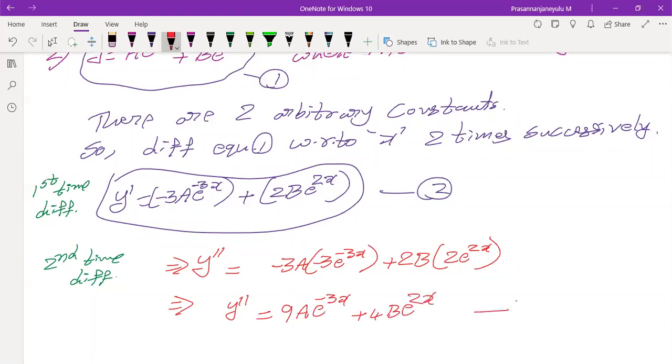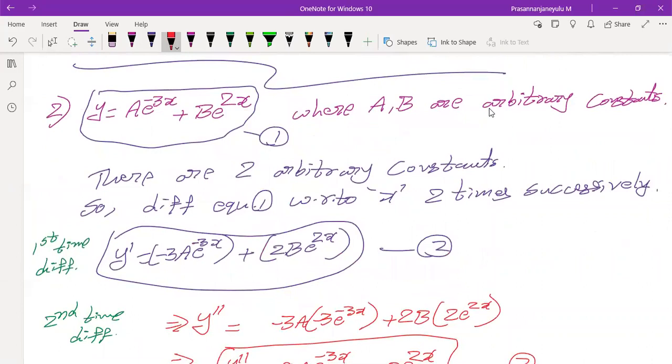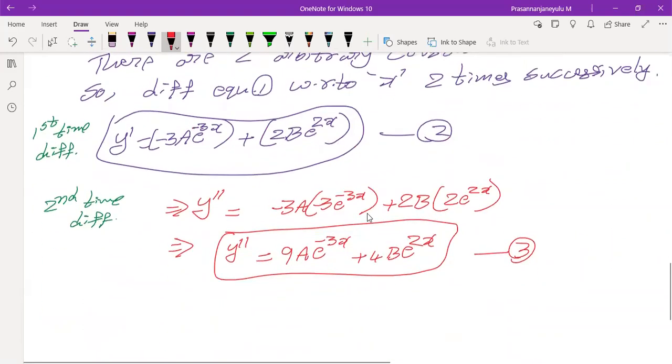I'll give you a simple method to do this problem. Here, are we able to eliminate one arbitrary constant, either a or b, when we made one-time differentiation? Yes or no? No, we are unable to eliminate it. When we do the second time differentiation, we eliminated at least one. No.